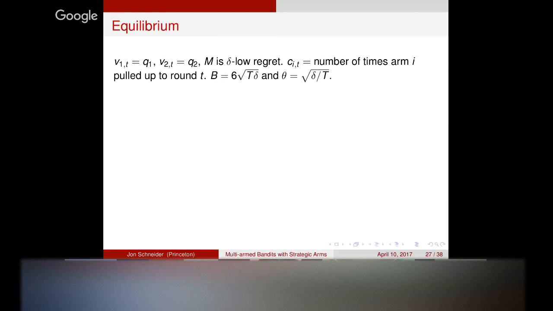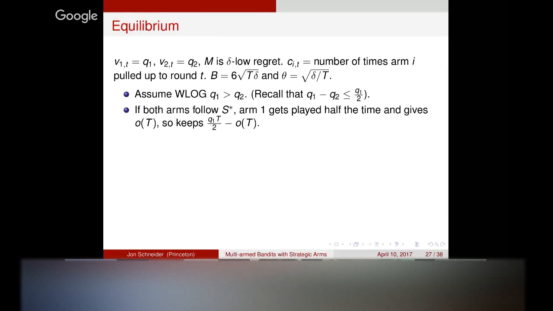And yeah, in fact, that's what we'll do. So assume without loss of generality that q1 is bigger than q2. And we have this constraint from before, that q1 minus q2 is at most q1 over 2. This will be important in showing that this is actually an equilibrium. So if both arms follow S star, you have this sort of even market share, and both arms get played half the time. So arm 1 gets q1 over 2 per round, and we get total utility of q1 over 2 times T minus little o of T.